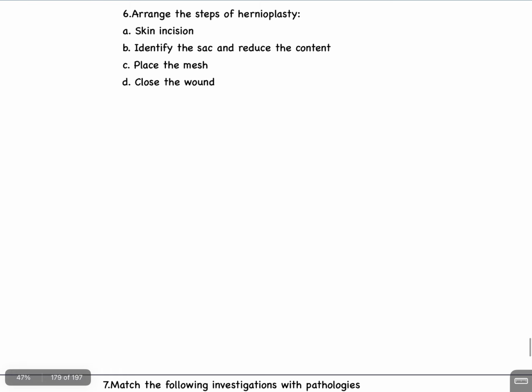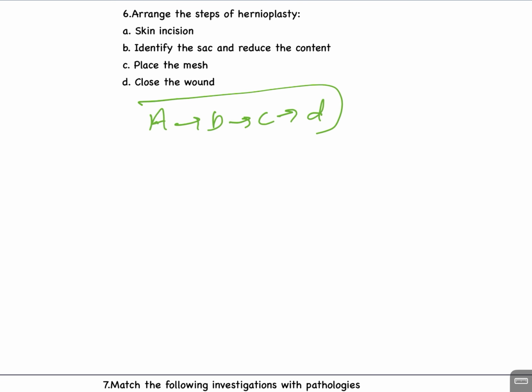Question number 6. Arrange the steps of hernioplasty. इसमें क्या होगा? A. इसमें steps लगाने हैं. A के बाद क्या आएगा? B. B के बाद C and C के बाद D. इसका एक correct order है.